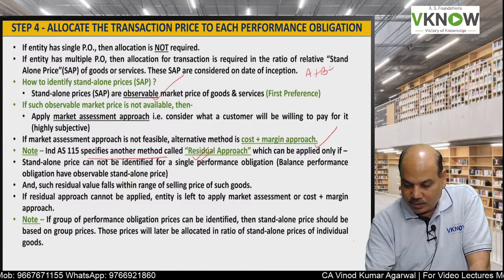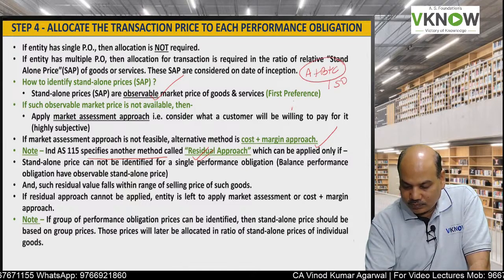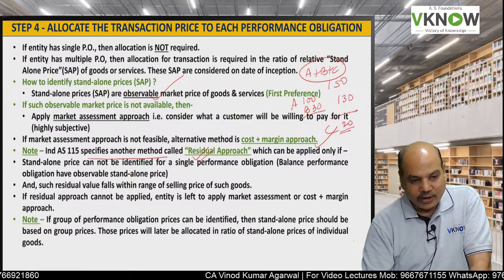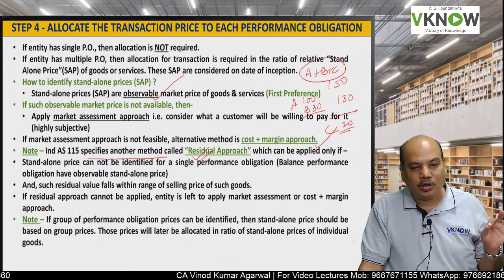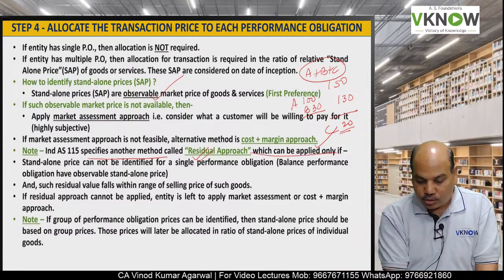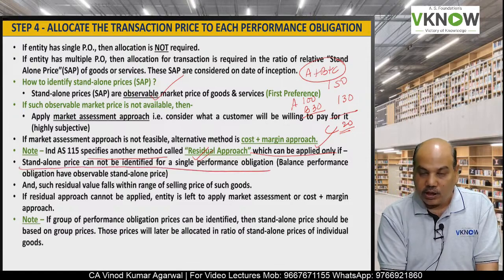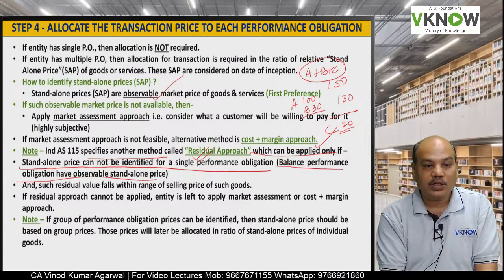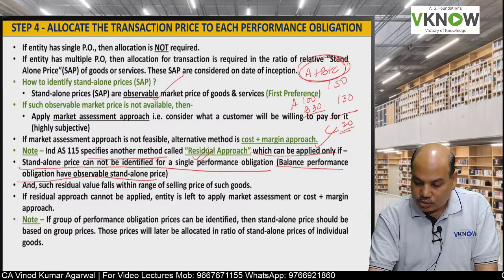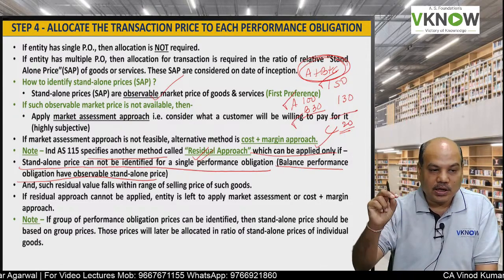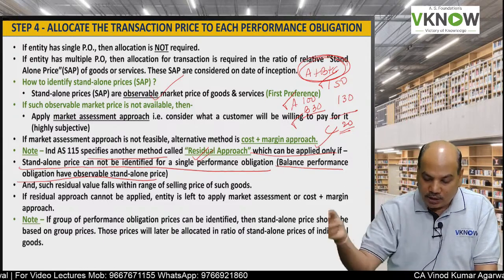If A plus B plus C are sold for 150 and A is sold for 100, B is sold for 30, so total 130, then we can allocate C 20 rupees. That is called the residual approach. But here there is a small condition, which can be applied only if the standalone price cannot be identified for a single performance obligation. The balance performance obligations have an observable standalone price. So if A, B, C together are sold for 150, we should have an observable standalone price for A and B, then only we can apply the residual method.